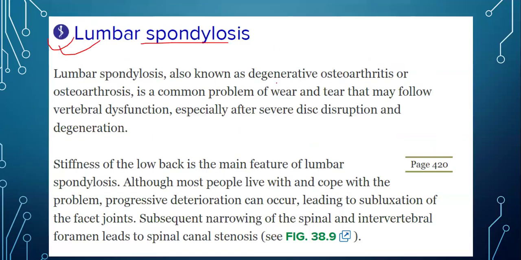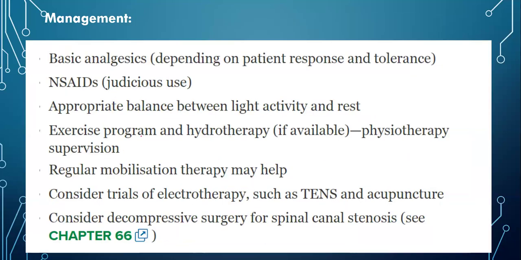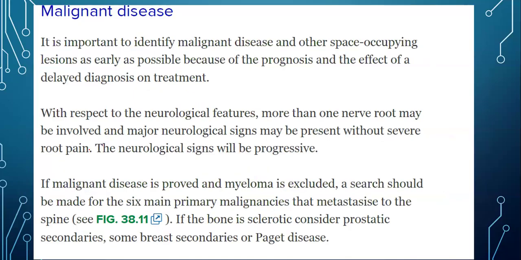Lumbar spondylosis is wear and tear, or degenerative osteoarthritis, of the lumbar vertebra, which is common in elderly patients. And for this kind of thing, the same treatment: analgesics, continue activity, a small period of anti-inflammatories. That's the treatment. Okay.